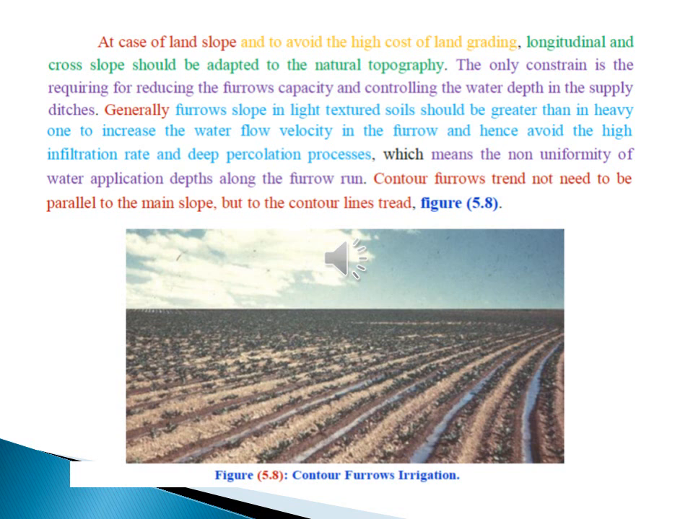Generally, to avoid the high cost of land grading when applying the furrow irrigation method, it is good to apply contoured furrows, as shown in the enclosed figure.